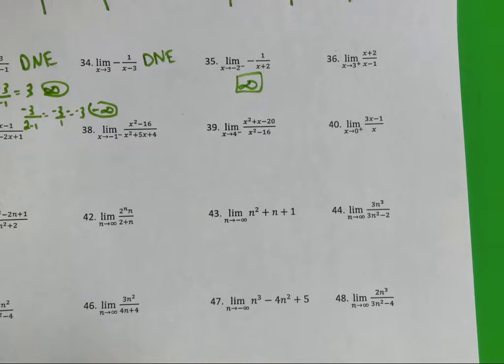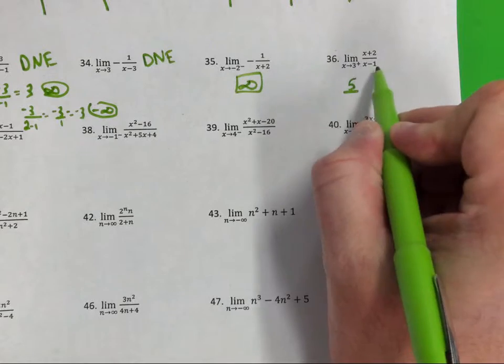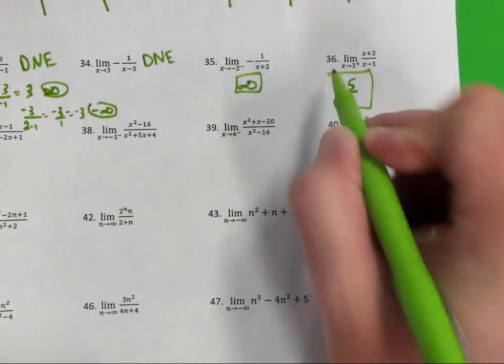Number 36. I take 3 and I plug it in. Does it give me 0 in the denominator? Whew, you say, praise the Lord. It's easy. What's 3 plus 2? 3 minus 1. That's your answer.